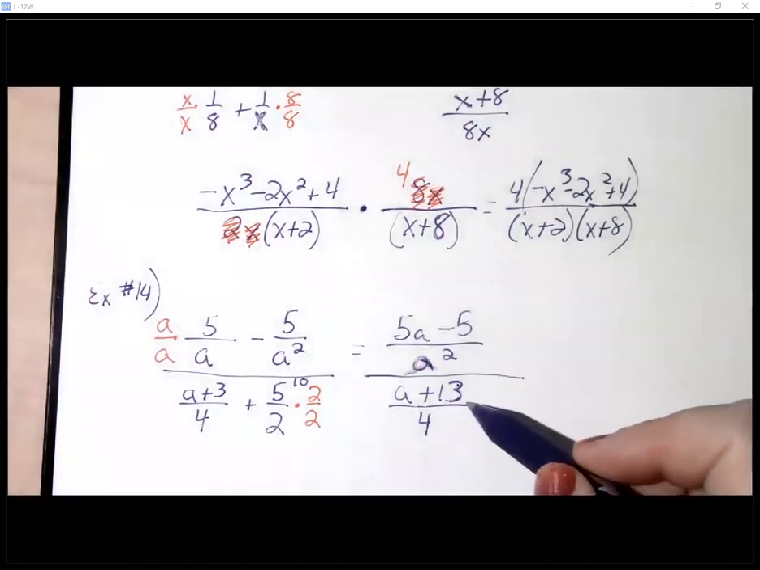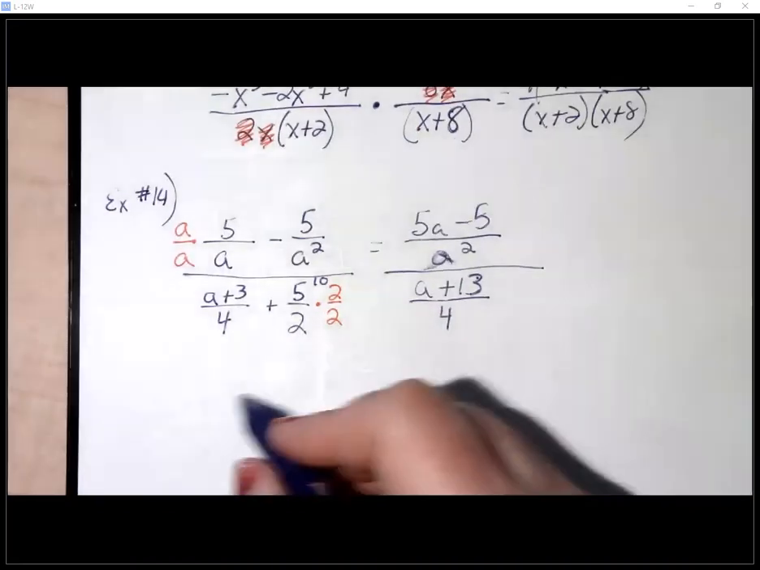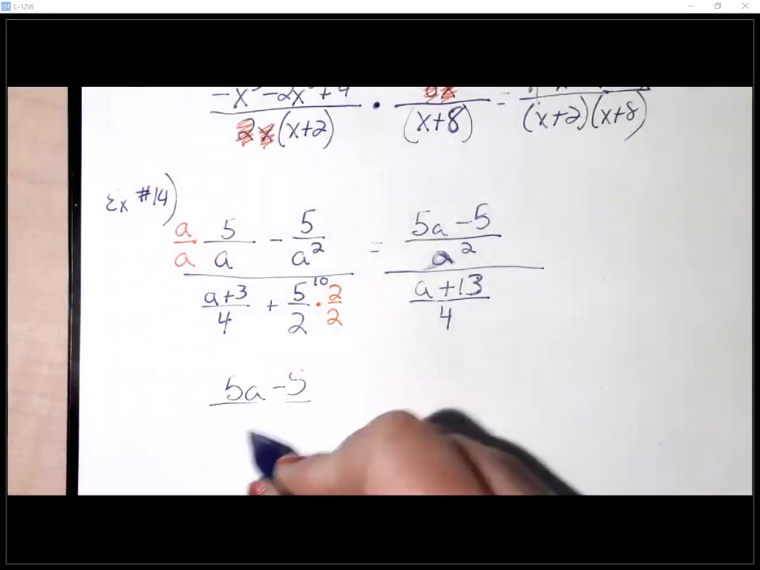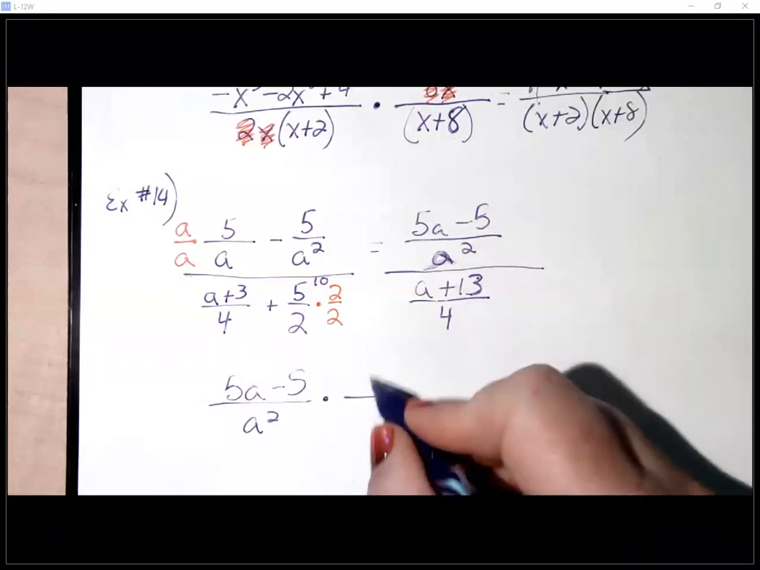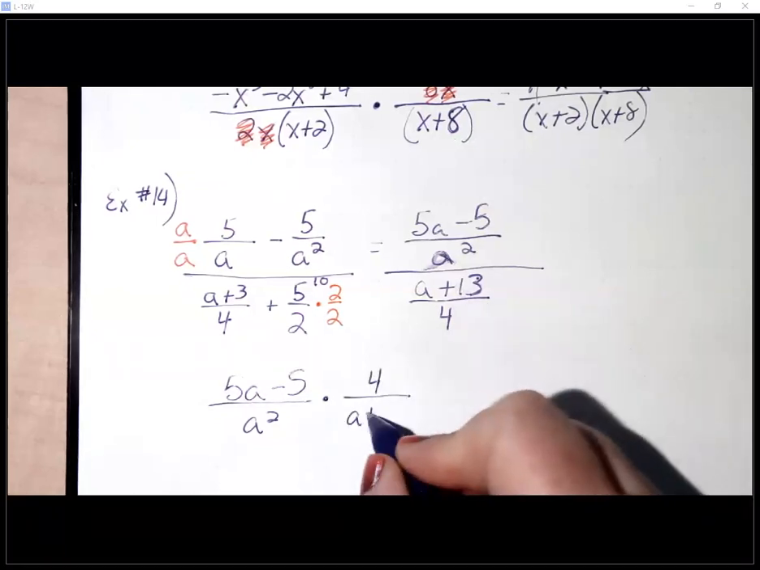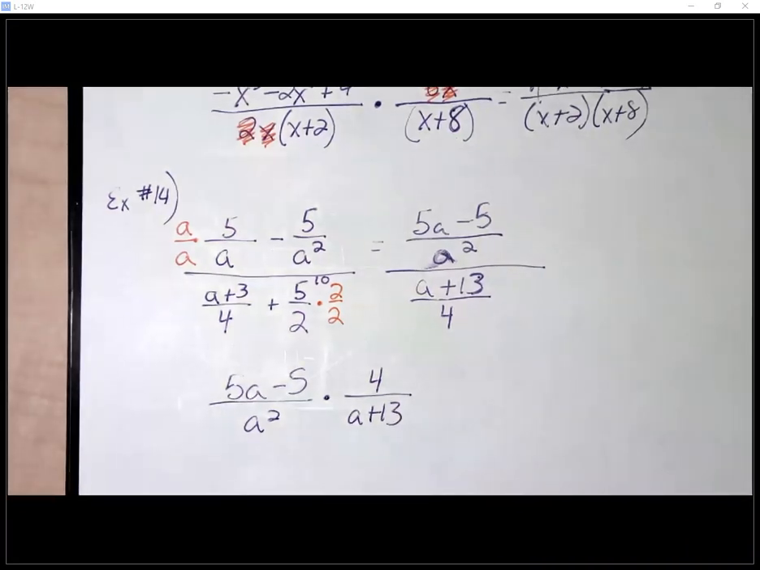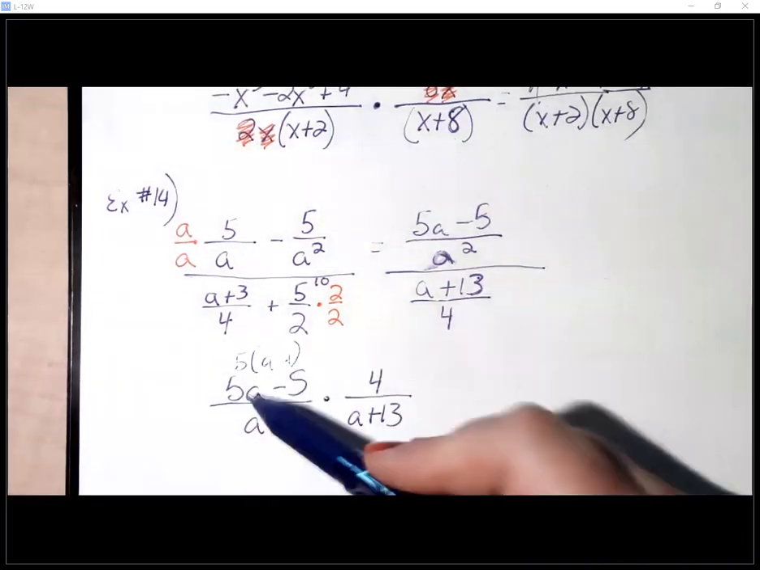Now I do keep, change, flip. Right? So I'm going to keep the first fraction as it is, 5A minus 5 over A squared, times, flip this one over now, 4 on top, A plus 13 on the bottom. And now it's a multiplication problem. I can factor this one. I can take out a 5, A minus 1, but I don't think it's going to help me at all.